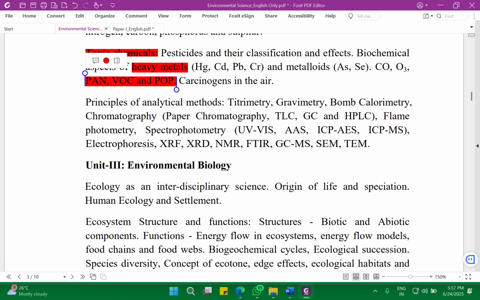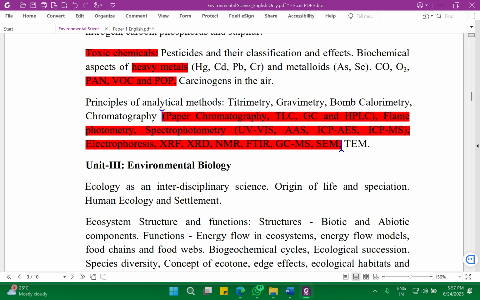And some questions related to instruments, maybe the purpose of the instrument, maybe the principle of the instrument. For the spectrophotometer, the principle is Beer-Lambert's law. For AAS it is Beer-Lambert's law, for spec it is Beer's law. So those kind of things you need to know. Some tricky questions may come from this part actually.